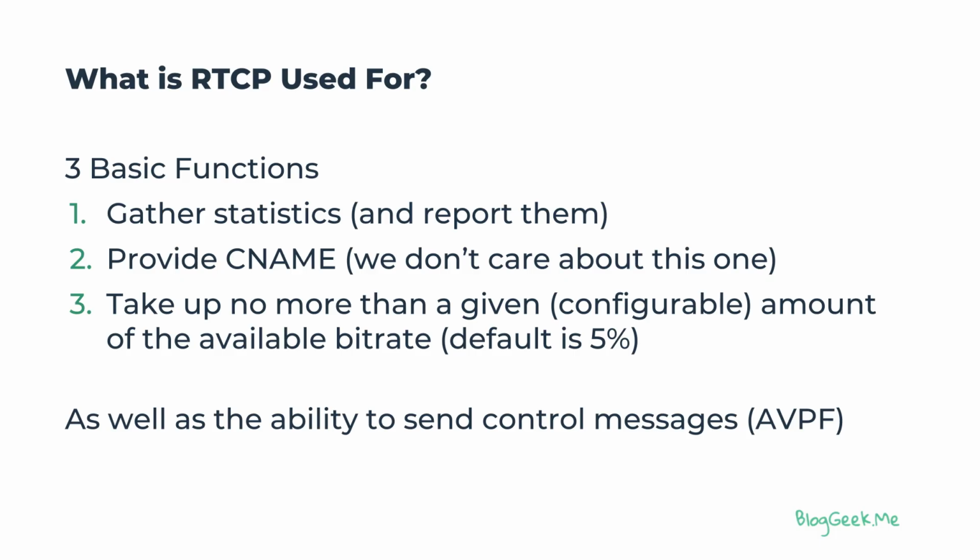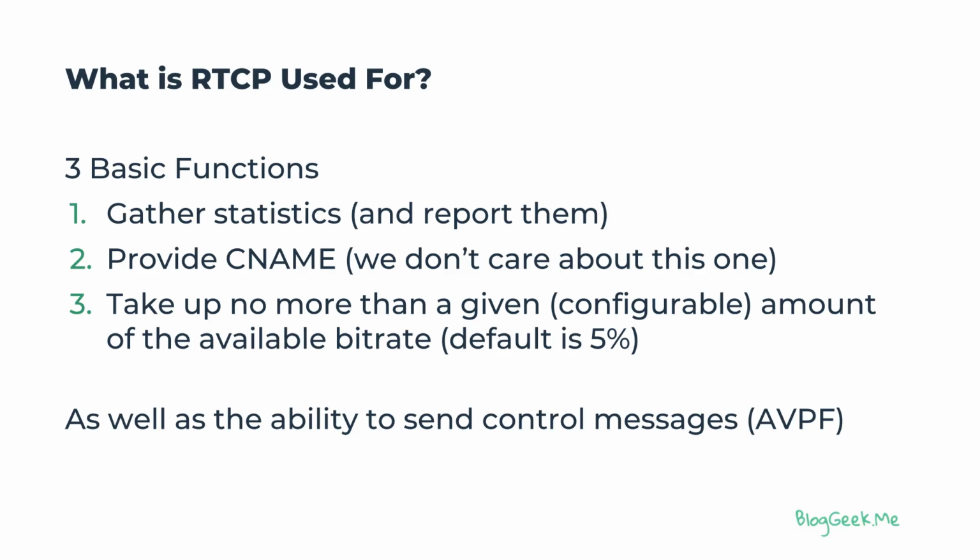RTCP has three basic functions. The first one is to gather statistics and to report them. These are the receiver reports and the sender reports that are being sent periodically. I can use that to understand what is happening to the other side that I've sent data to, or as a receiver to know what was sent versus what I actually received. There is a CNAME mechanism. We don't use it, at least not in WebRTC, and I don't think that we use it anywhere else. It's just to identify the display name of the user. And then RTCP takes up more or less 5% of the actual bitrate that we have on RTP. This is configurable, but usually that's the default.